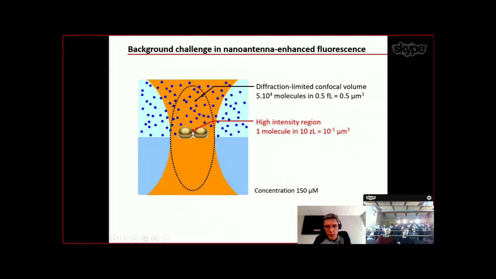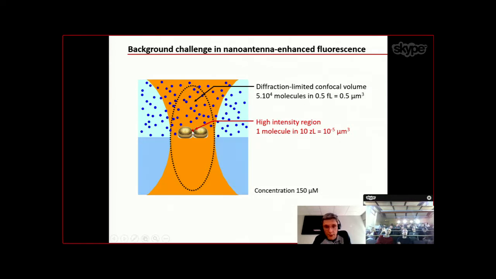Problem number one, the hotspot volume is small, 10 zeptoliters, okay, 10 to the minus 20 liter, a really small fraction of a cubic micron. So to make sure that you have one molecule here, you need to increase the concentration. And this is also what we wanted to do. You wanted to do single molecule at high concentrations of several tens to hundreds of micromolar.